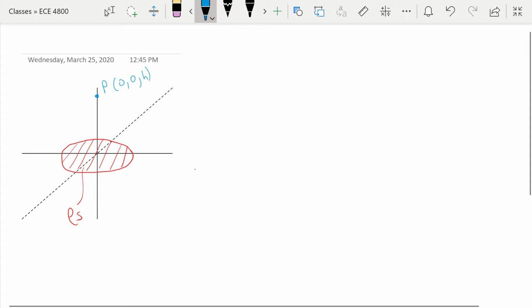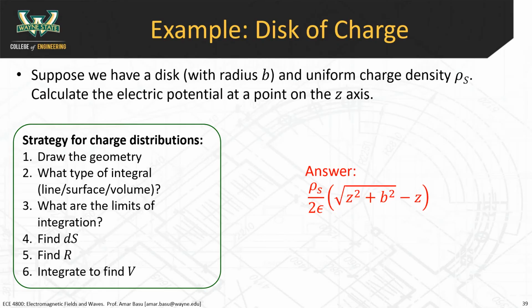Okay, and we are asked to find the potential at this point P on the z-axis, at a height h separated from this disk of charge. So let's just draw that specifically in there. Okay, the distance here is h.